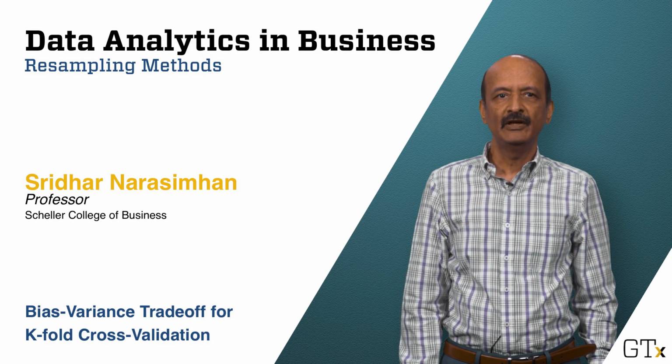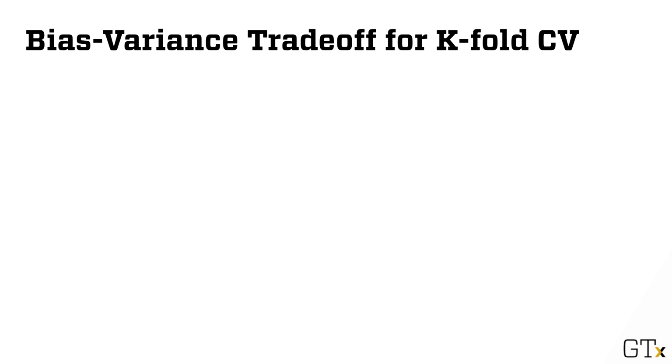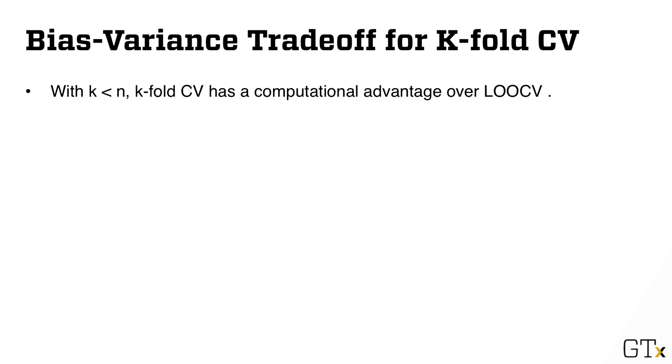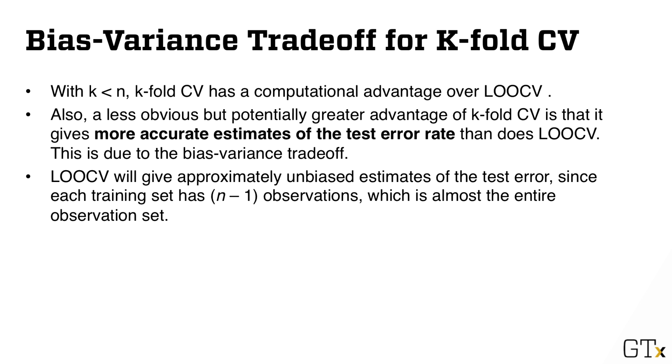In this lesson, we'll look at the bias variance trade-off for k-fold cross-validation. So there's some bias variance trade-off when we are using k-fold cross-validation. With k less than n, k-fold cross-validation has a computational advantage over LOOCV. Also, a less obvious but potentially greater advantage is that it gives more accurate estimates of the test error rate than does LOOCV. This is due to the bias variance trade-off.